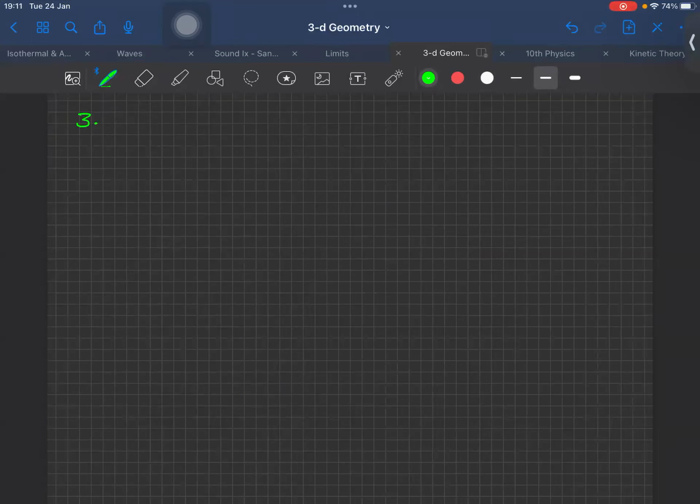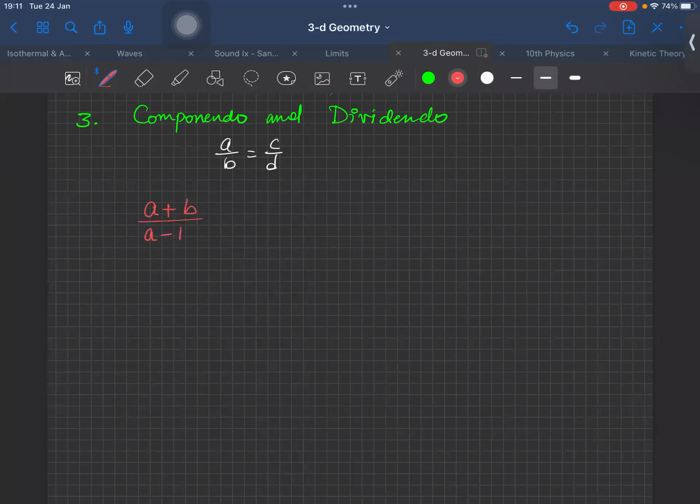So the third one. Componendo we have done, and now the last one, let's write componendo and dividendo in the same equation. If we do dividendo, right? So you can write, if a by b is equal to c by d, then we can write a plus b upon a minus b is equal to c plus d upon c minus d.